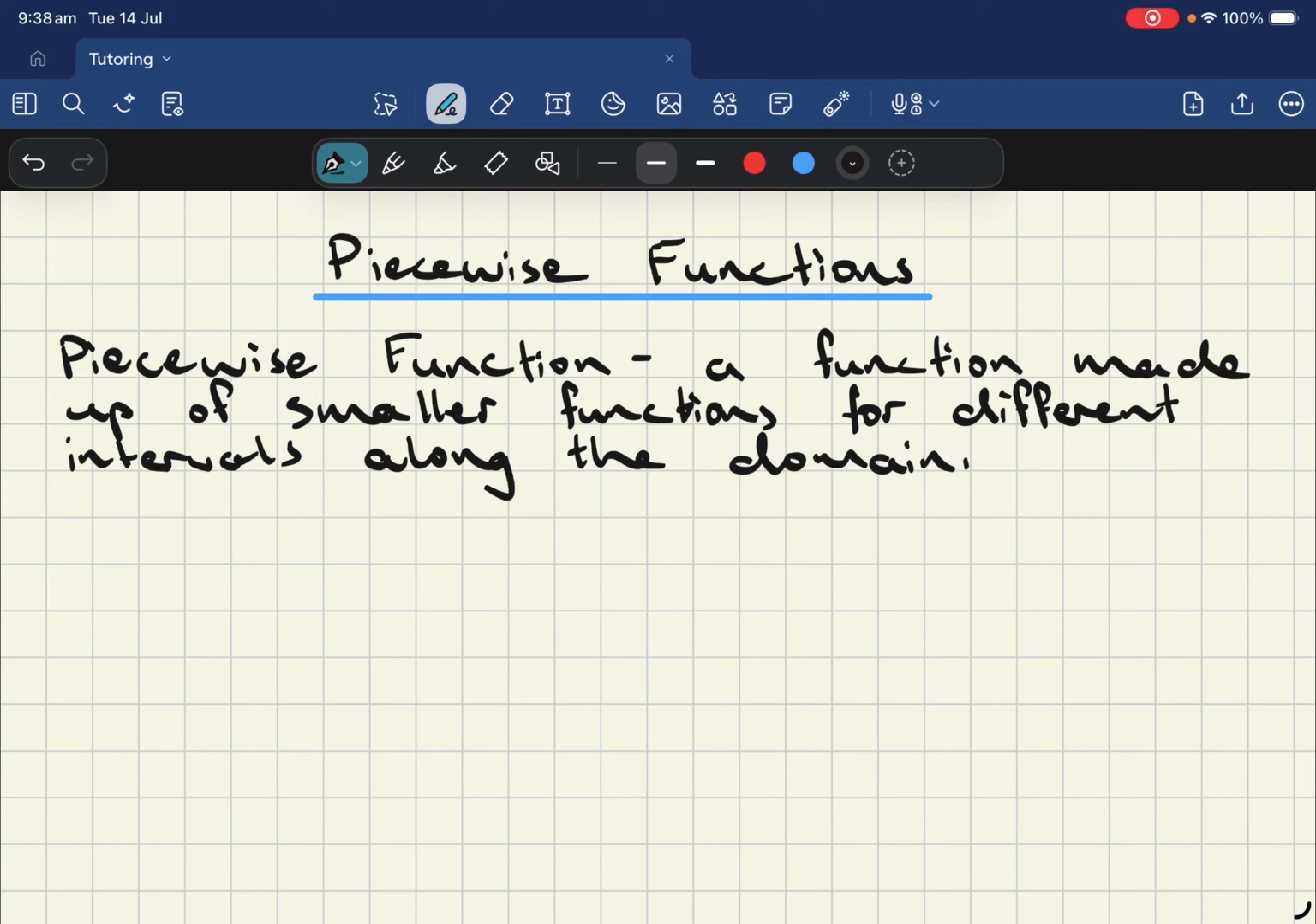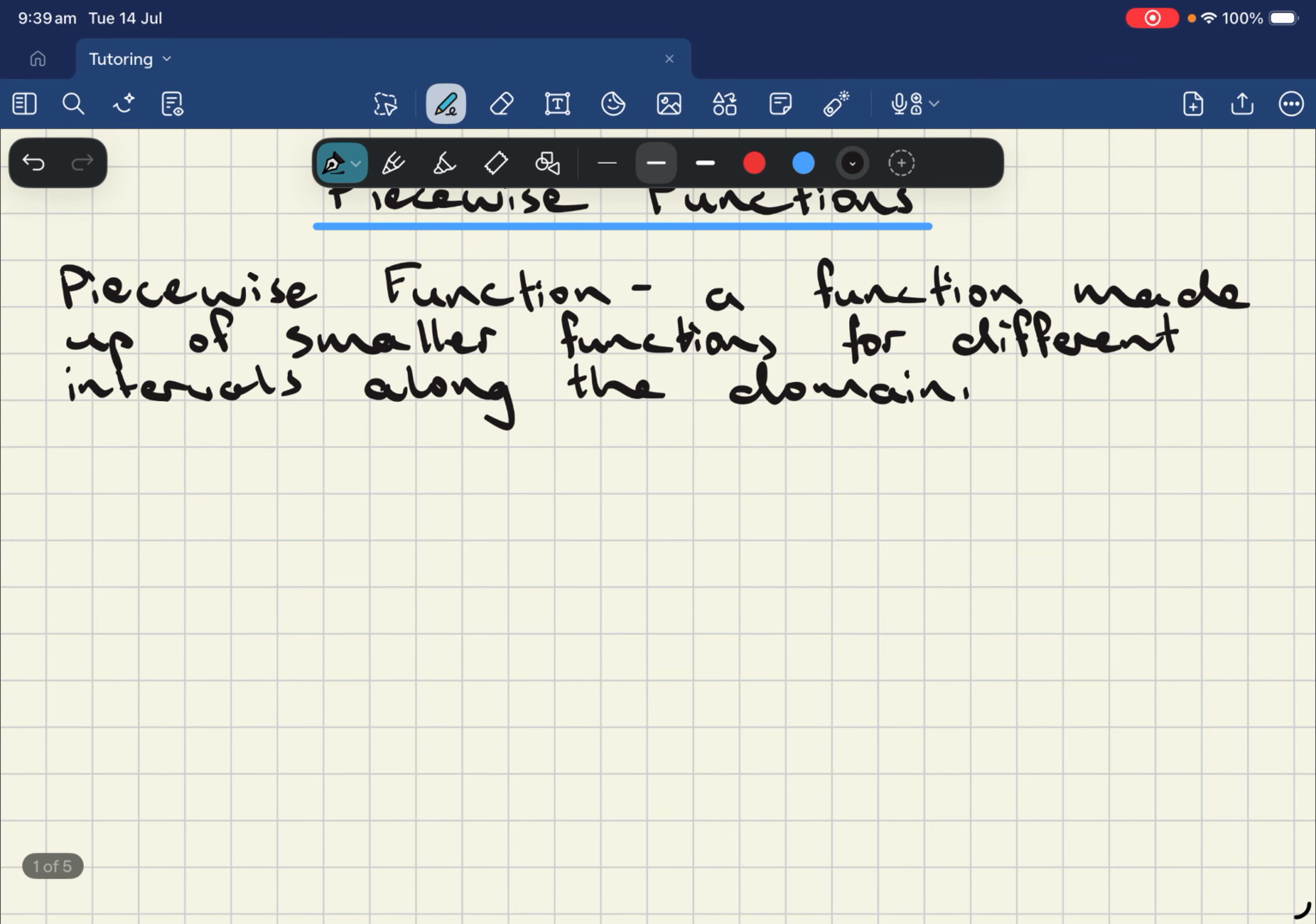So in this video, we are talking about piecewise functions. Now, a piecewise function is a function made up of smaller functions for different intervals along the domain. So a nice and easy way to think about this is to think of it as just this bigger function made up of these mini functions that can change as we go along our domain, so for different inputs of x.